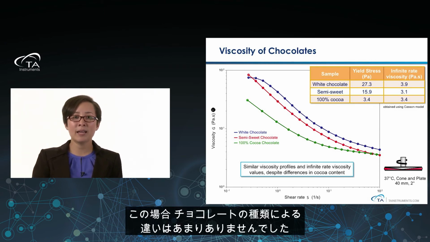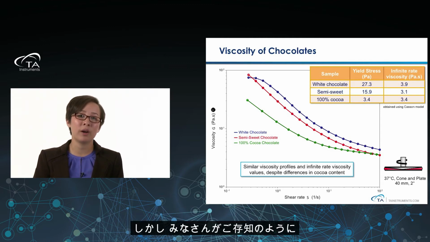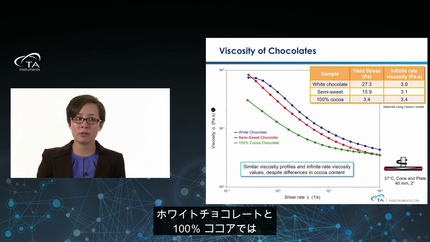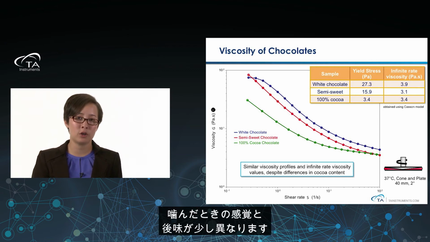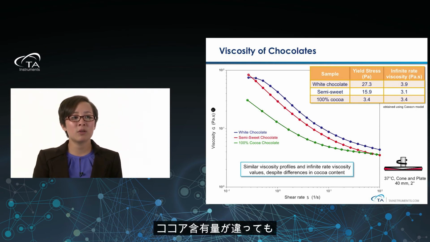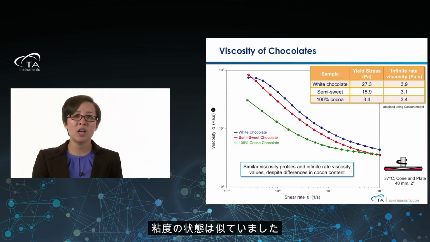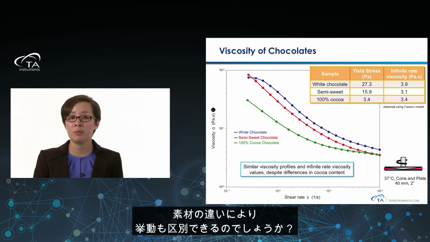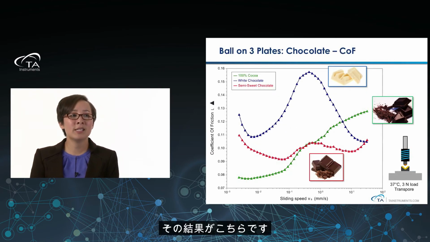So in that case, the chocolates were not very different from one another, but everyone knows that white chocolate and 100% cocoa are going to feel a little bit different when you're chewing them and in those thin films. So even though we had similar viscosity profiles, despite the differences in cocoa content, can we use tribology to distinguish the behavior of the different materials? That's exactly what we did here.